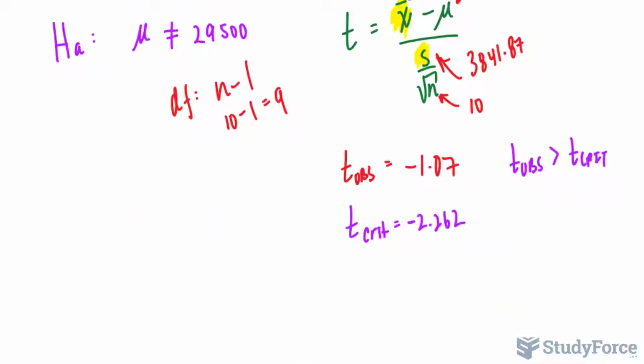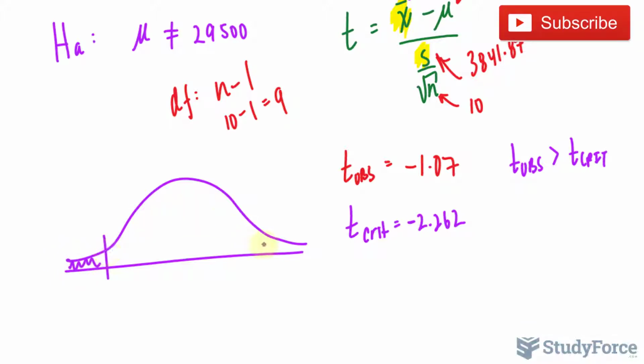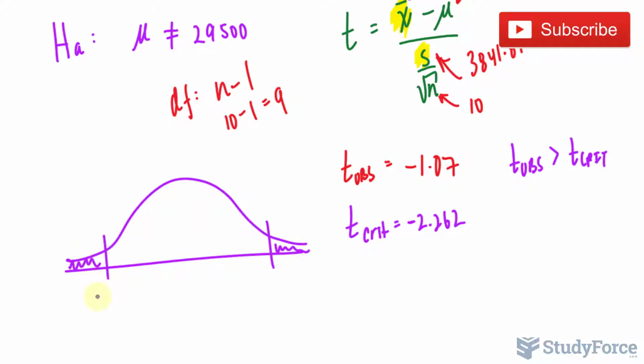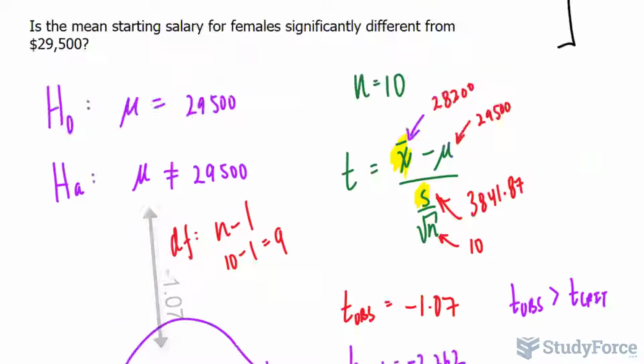And to show this visually on a t-distribution chart, it would look like this, where 2.262 would be over here. That would be the rejection region. And over here, negative 2.262 and positive 2.262. And it doesn't fall in that region. That's the answer to question number 3.